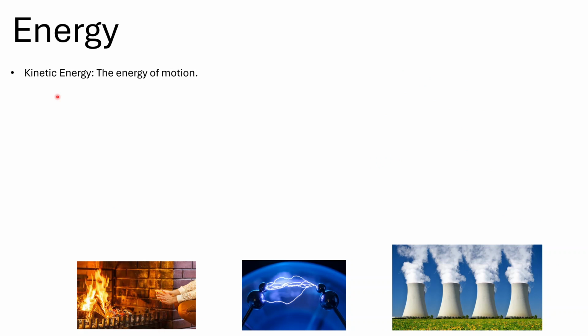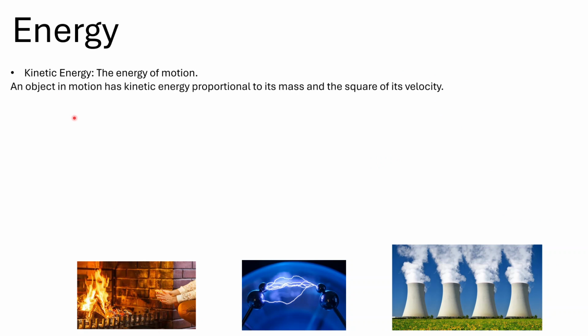Kinetic energy is the energy of motion. An object in motion has kinetic energy proportional to its mass and the square of its velocity. So the formula for kinetic energy is 1/2 mv squared.